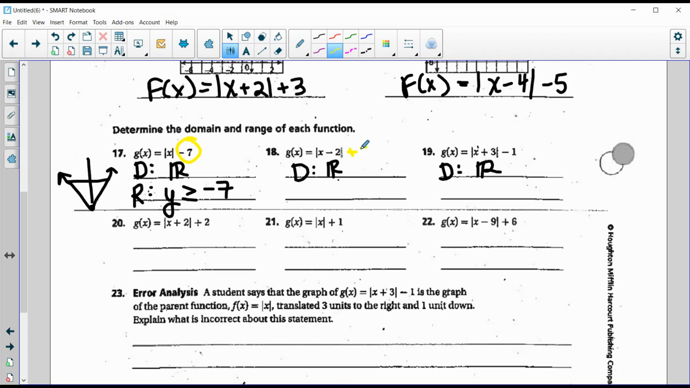Here, the k value is 0. So my range is going to be y is greater than or equal to 0. And then for this last one, my k value is -1. So my range is going to be y is greater than or equal to -1. For now, the symbol is going to be greater than or equal to because for now, the shape of the absolute value is opening upwards. That'll change to a less than once we get graphs that instead of opening upwards, face downwards, which we'll see next time.